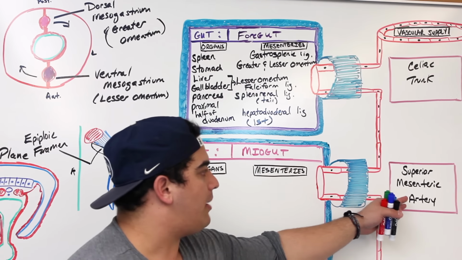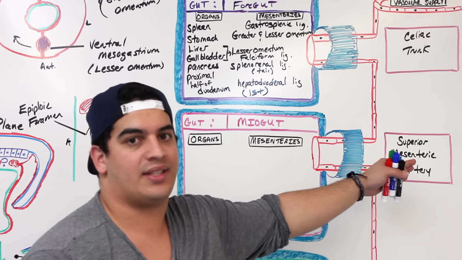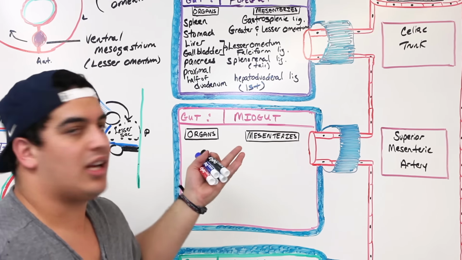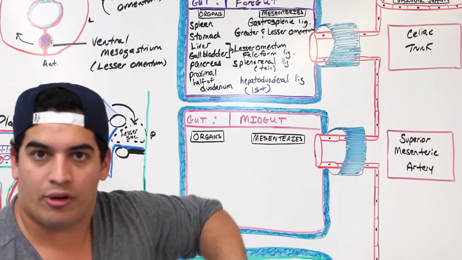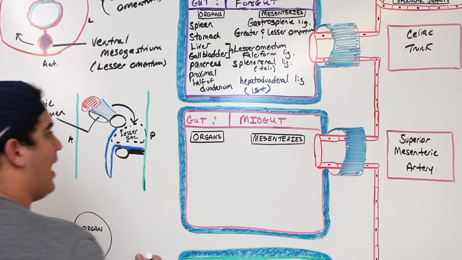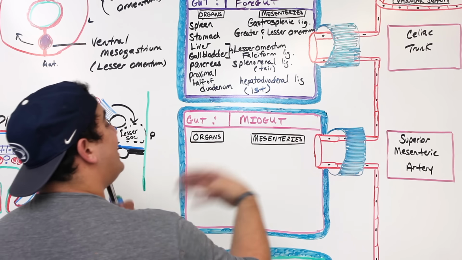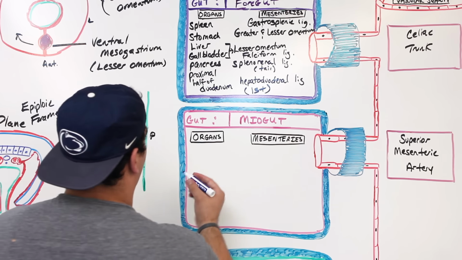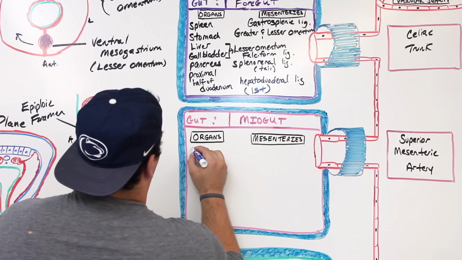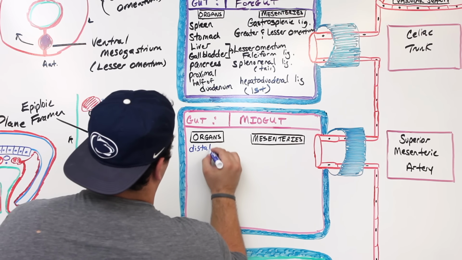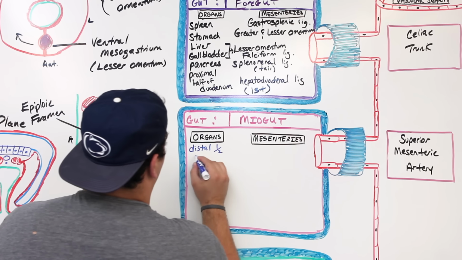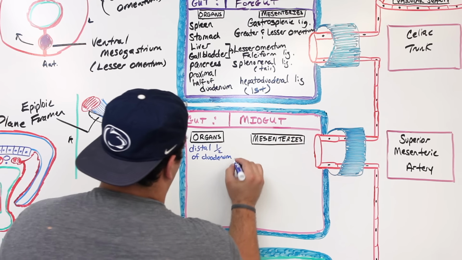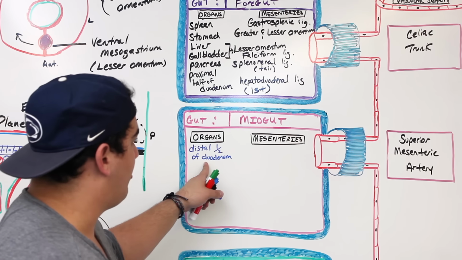Midgut is going to be supplied by the superior mesenteric artery. There are so many branches. But let's go from the top. Remember we ended off with the proximal half of the duodenum? Well, we have the third and fourth part. So let's go on to that part. The superior mesenteric artery gives off intestinal arteries. Those intestinal arteries are going to specifically supply the distal half of the duodenum. So, distal half of the duodenum, right?